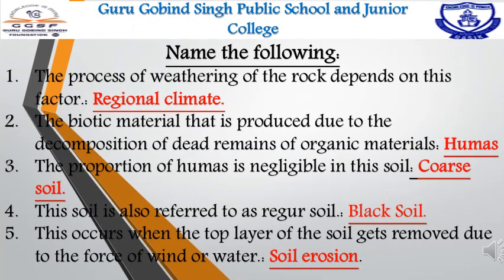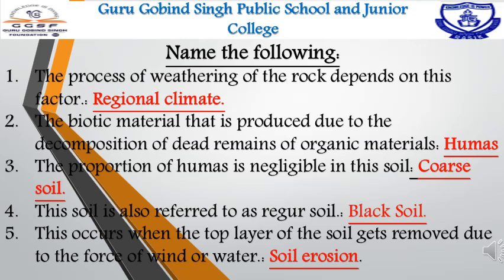Now name the following. First one, the process of weathering of the rock depends on this factor. Which is that factor, children? That is regional climate. Second, the biotic material that is produced due to the decomposition of dead remains of organic materials. It is humus. Then third one, the proportion of humus is negligible in this soil. Which soil is it? Coarse soil.